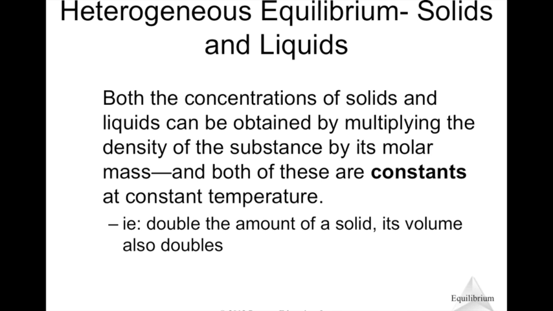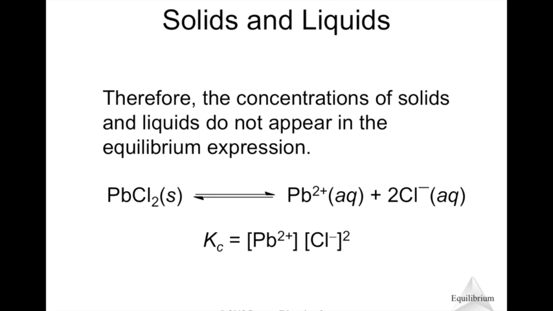So far, we've been talking about homogeneous equilibrium, so everything being in the same state. When things are in different states, it's a little bit different. If we're talking about solids and liquids, if we think of the concentrations of solids and liquids, you can figure those out by multiplying the density times its molar mass, which basically means it's constant. If we were to double the amount of solid, its volume would also double, and it's always going to be that proportional amount. Since that's the case, we don't really need to worry about them in our equilibrium expression. So in this case, we've got PbCl2 solid, and we've got an aqueous solution of lead ions and an aqueous solution of chloride ions. That's all we care about in our equilibrium expression. The solid doesn't matter as far as figuring out your Kc.